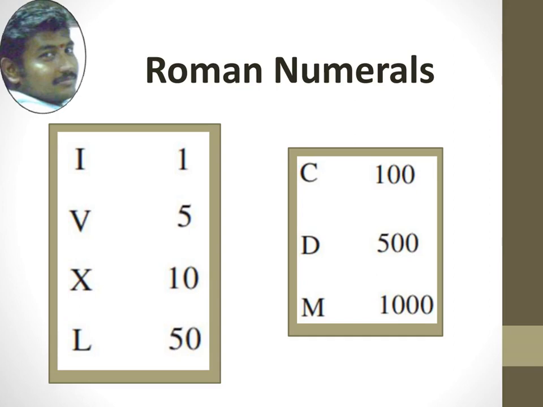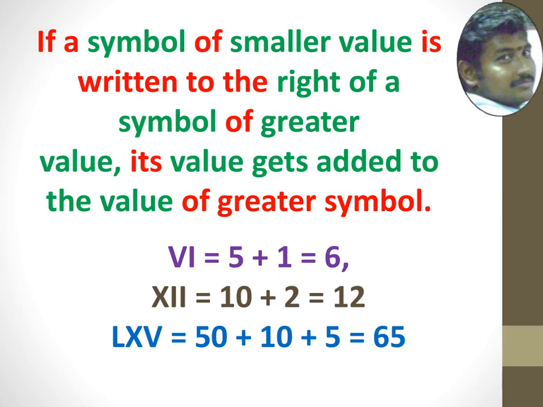I stands for 1, V stands for 5, X stands for 10, L stands for 50, C stands for 100, D stands for 500, M stands for 1000. Okay, these are Roman numerals. Letter C stands for 100. Letter D stands for 500. Okay, then you need to remember.